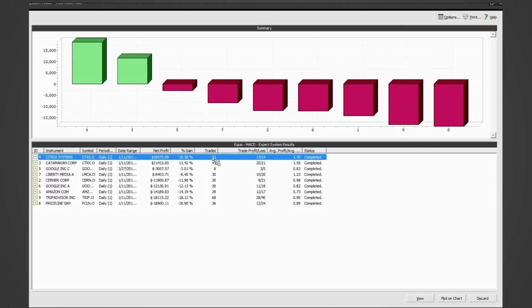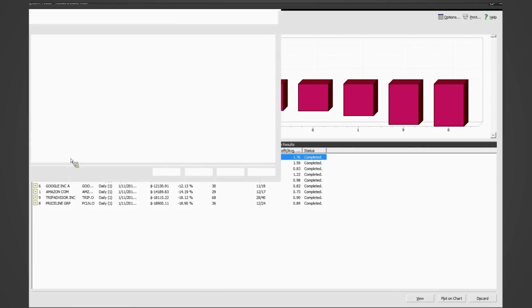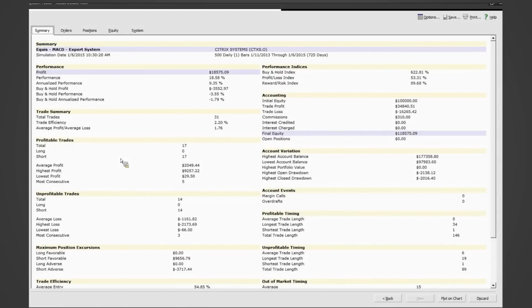Okay, so let's actually drill in here and get a little bit more detail. So we're looking at Citrix Systems again. I'm just going to double click on this. And what this window does is it gives me an overview of my trade accounting and what happened with it over time. So the first thing I see here is performance. So my profit, again, $18,575, 18%. So that's about 9% a year trading this. If I would have bought and held this stock over the same period, I would have lost about $3,500, which would have been about a 4% loss.